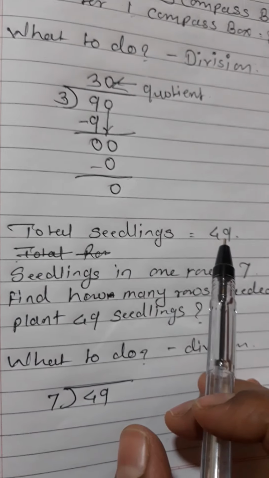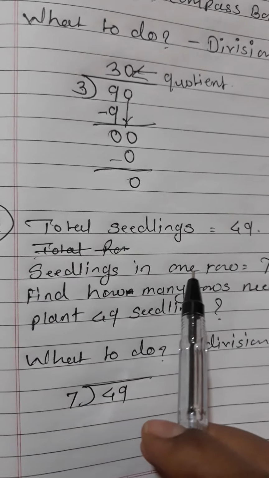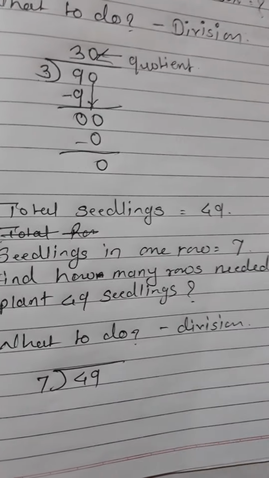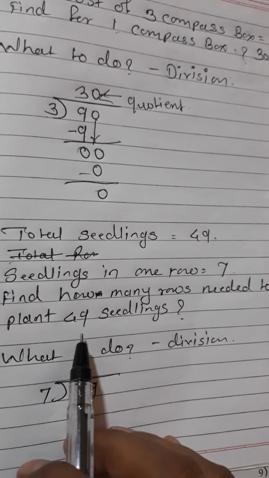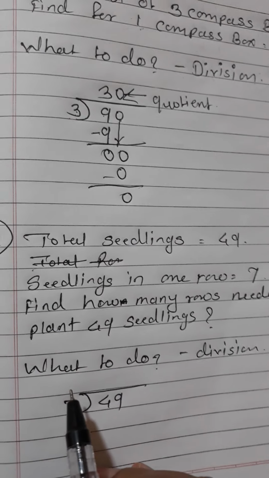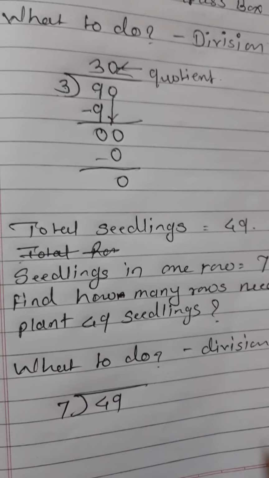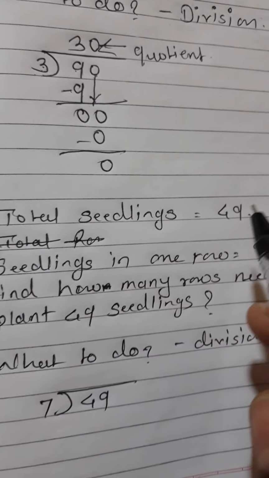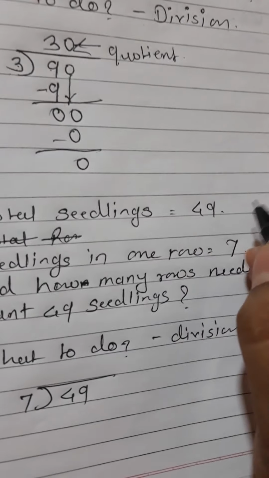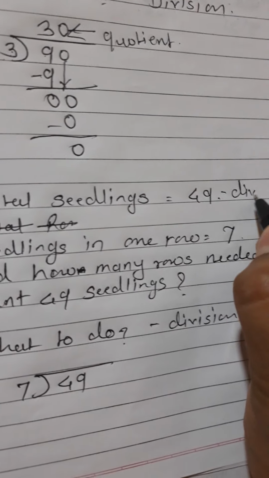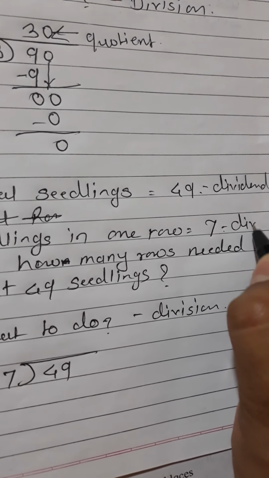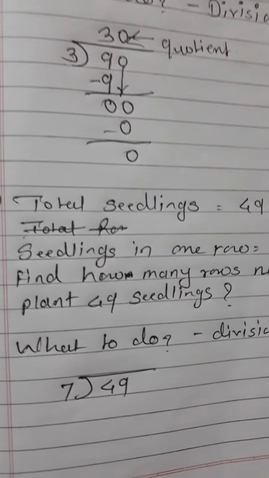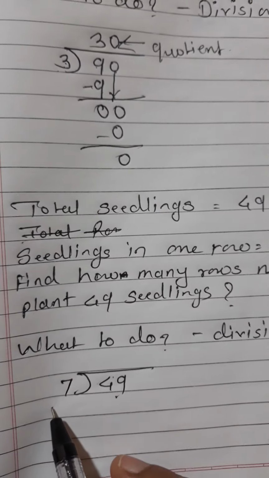Look, total seedlings we have 49, and seedlings in one row, 7. So find how many rows are needed to plant 49 seedlings. Now here what will we do? Again division. So first find out the dividend and divisor. 49 is the dividend, and 7 is the divisor. So we will write dividend here and divisor here.